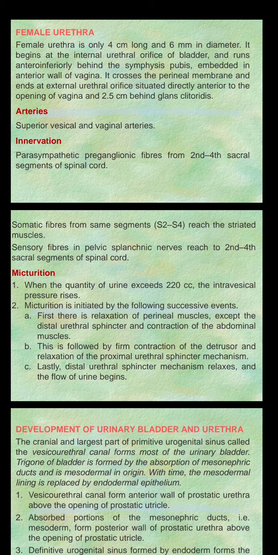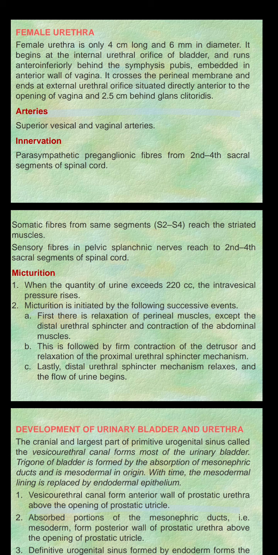Developmentally, it corresponds to the upper part of the prostatic urethra of the male, that is the part that lies above the opening of the prostatic utricle. When I taught you the prostatic part of the urethra, there was a structure known as the prostatic utricle. The part of the urethra above the prostatic utricle corresponds to the female urethra. The prostatic urethra is 3 centimeters long and the female urethra is 4 centimeters long, so it corresponds to that particular part.